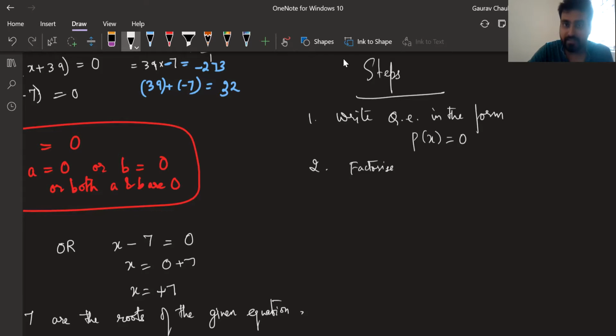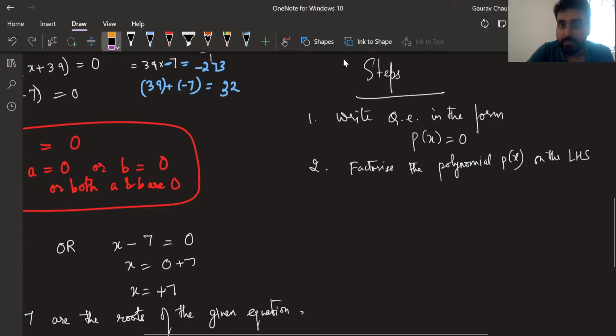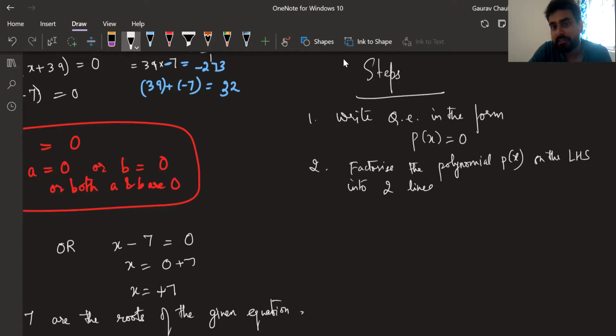Okay. Factorize the polynomial p of x. Okay, that is the polynomial on the LHS. Factorize the polynomial p of x on the LHS into two linear factors. This is important. Both these factors you are getting, that is one linear factor into another linear factor, is equal to 0. Okay, something like this you should get.